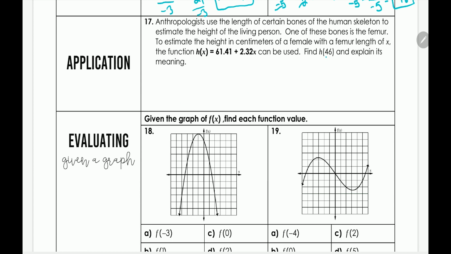So we have to find h of 46, so we're going to use the function h of x. Replace x with 46.